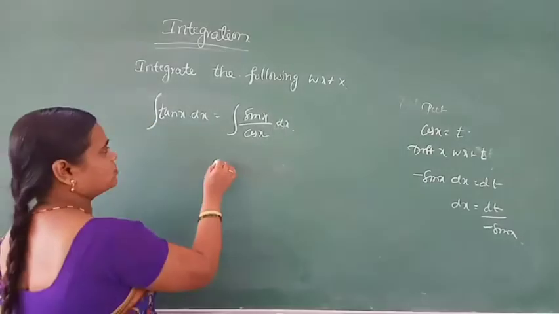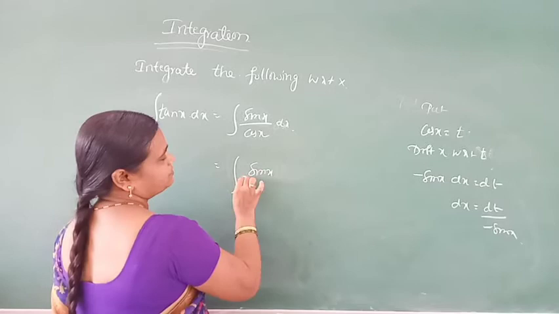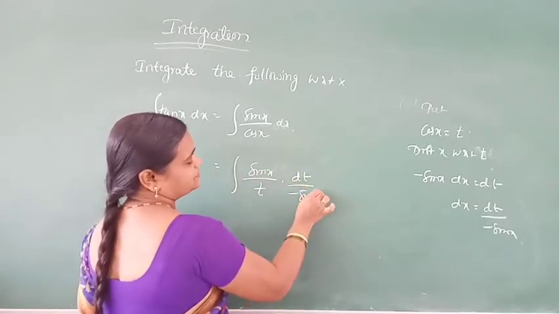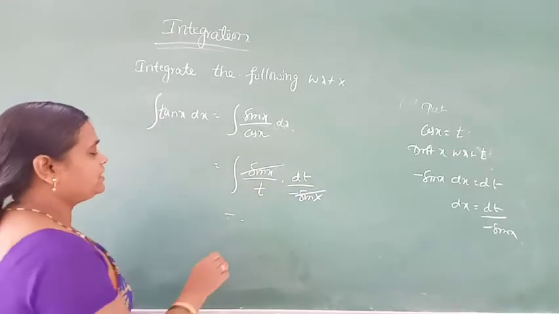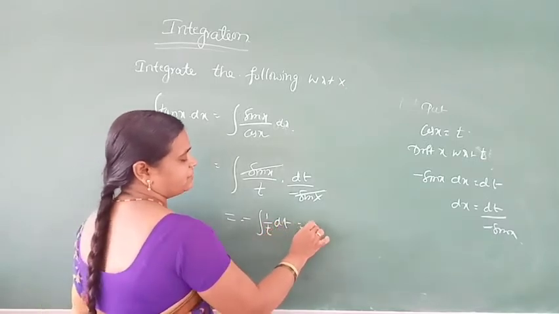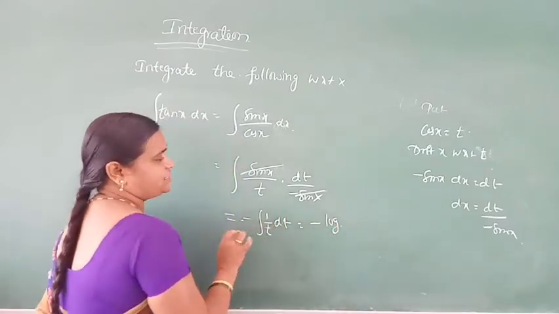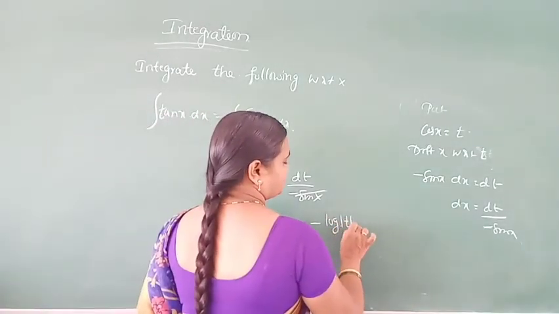We'll get it in the form of cos x is t. Therefore, we can write sin x by t, dt by minus sin x. Minus sin x, sin x gets cancelled. We get minus 1 by t dt. And we know that integration of 1 by x is log x. Log t plus.